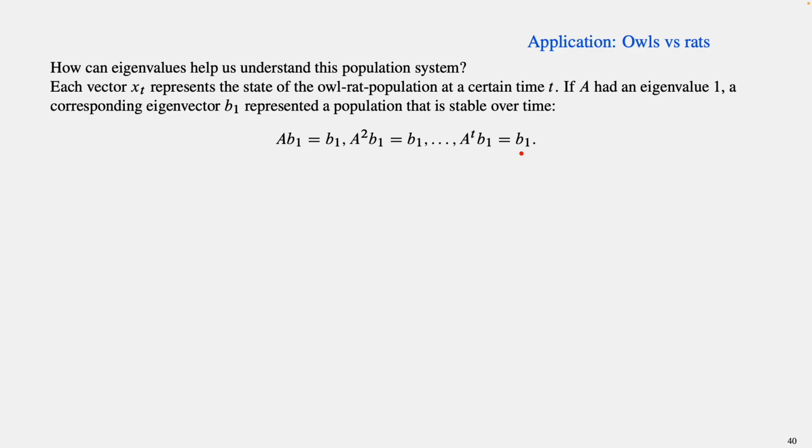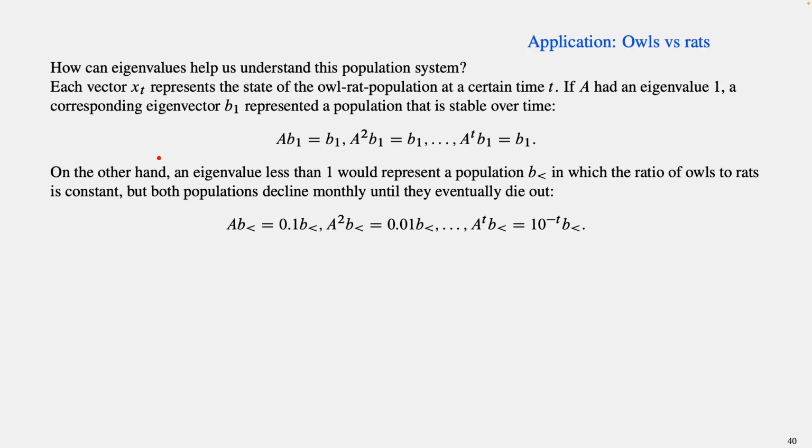So the amount of killing and procreating that goes on is perfectly balanced out, so that both populations survive in the long term. Now on the other hand, if we have an eigenvalue less than 1, then this would represent a population which I call b less, in which the ratio of owls to rats is constant, but both populations decline monthly until they eventually die out.